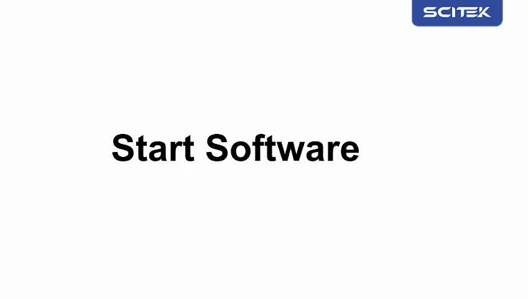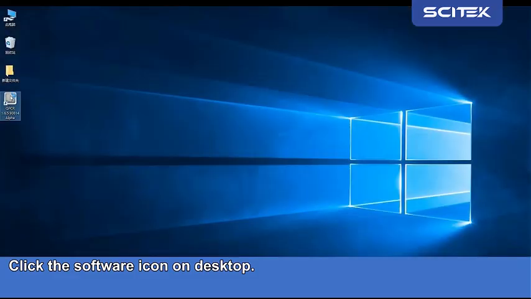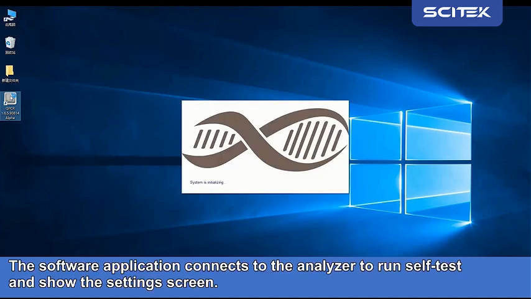Start the software. Click the software icon on desktop. The software application connects to the analyzer to run self-test and show the settings screen.